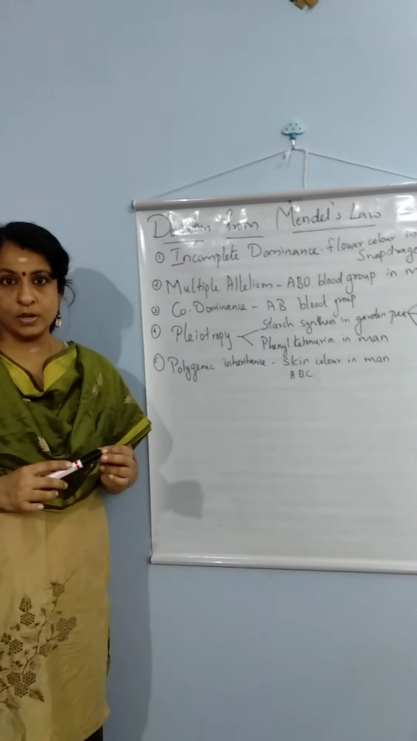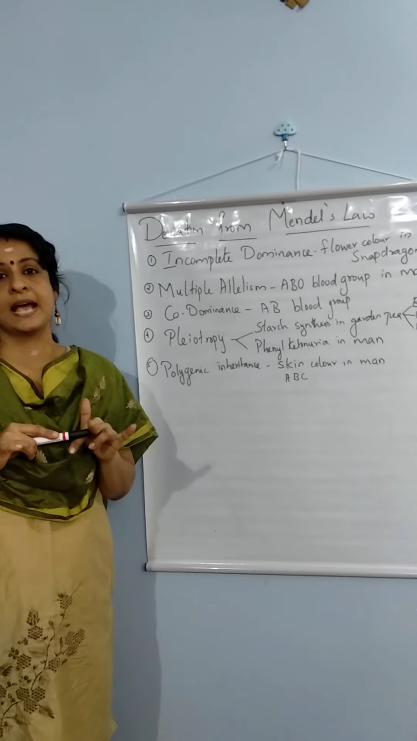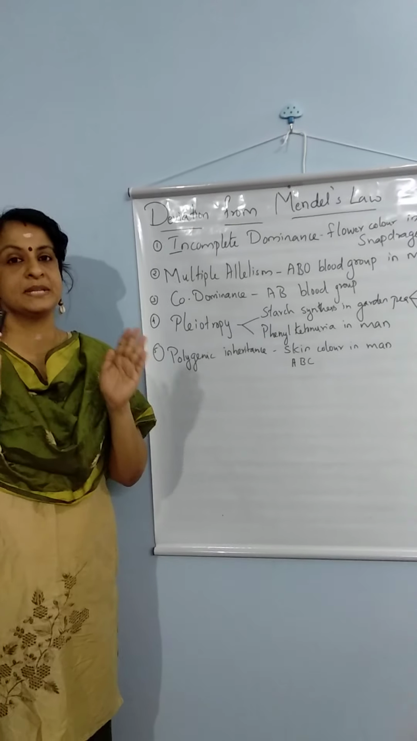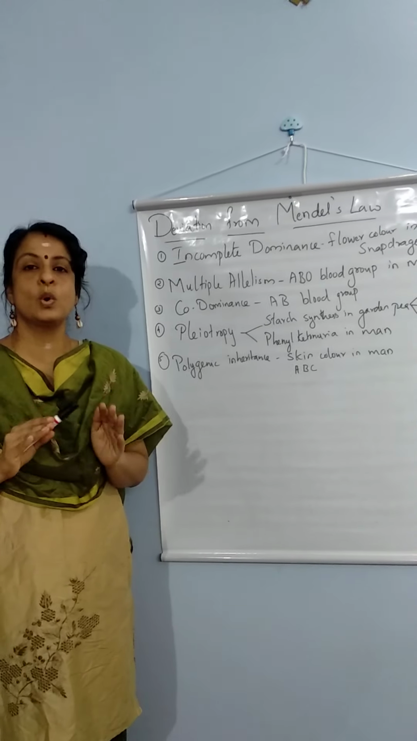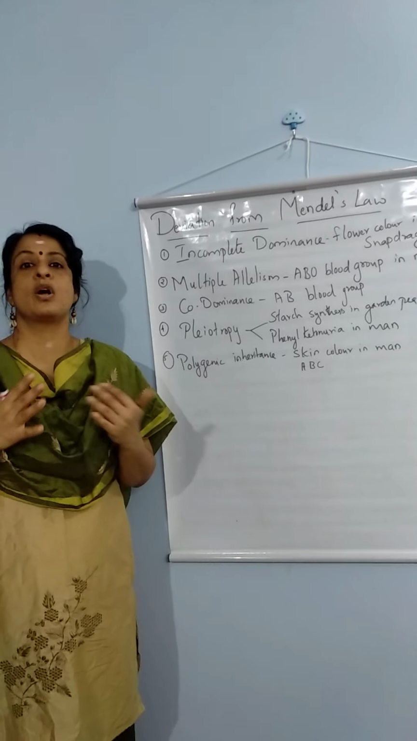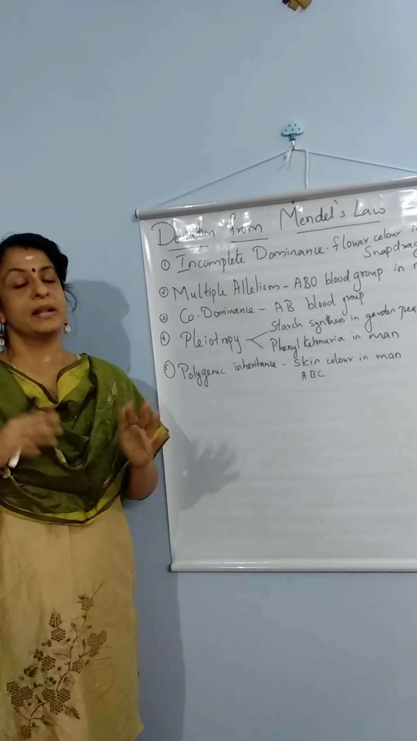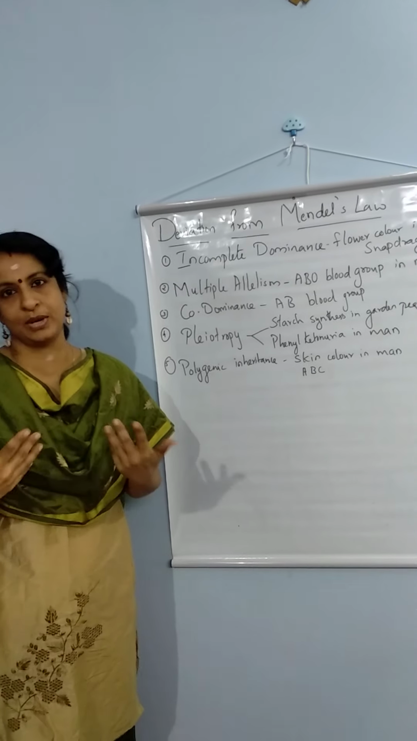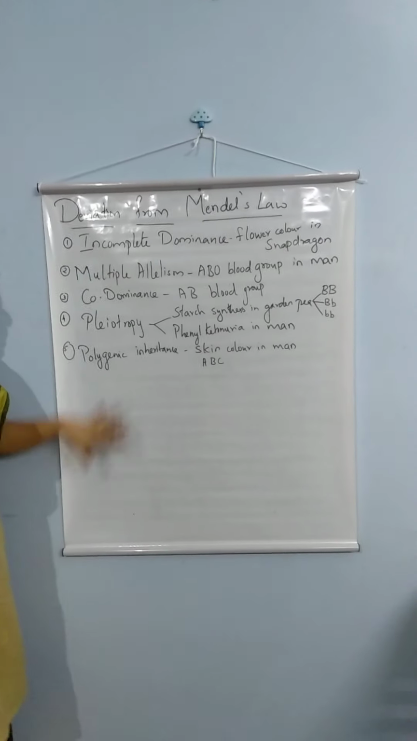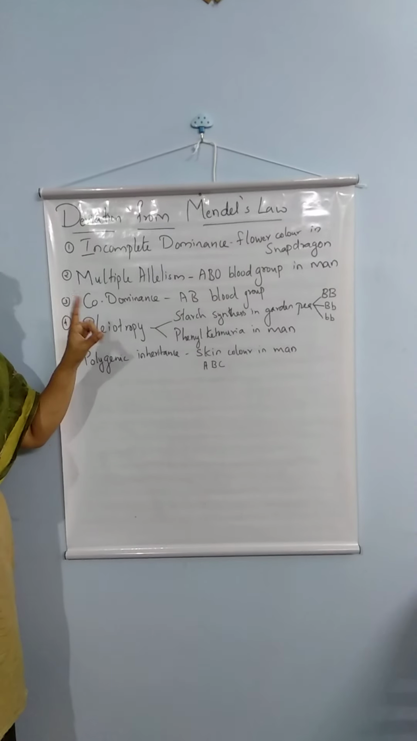Of these three laws, the second law is called the universally accepted law of Mendel, because there is no deviation. Till now we could not find any deviation in that second law, but in the other two laws there have been deviations. So we are going to study deviations from the first law.